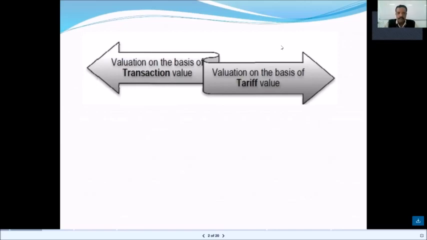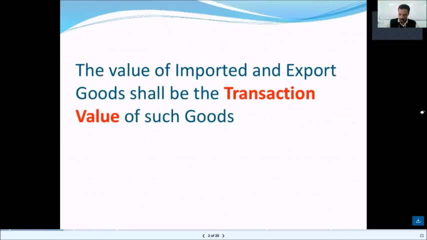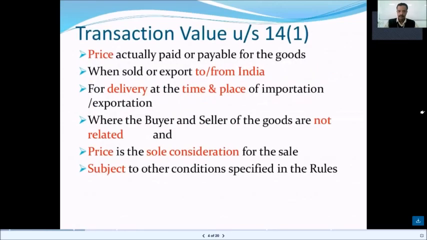So basically the valuation of customs duty is done on two important bases. The first one is transaction value. We call it TV. The other one is done based on the tariff value according to the Customs Tariff Act. The value of imported and exported goods shall be the transaction value of that particular goods. How do you arrive at the transaction value?